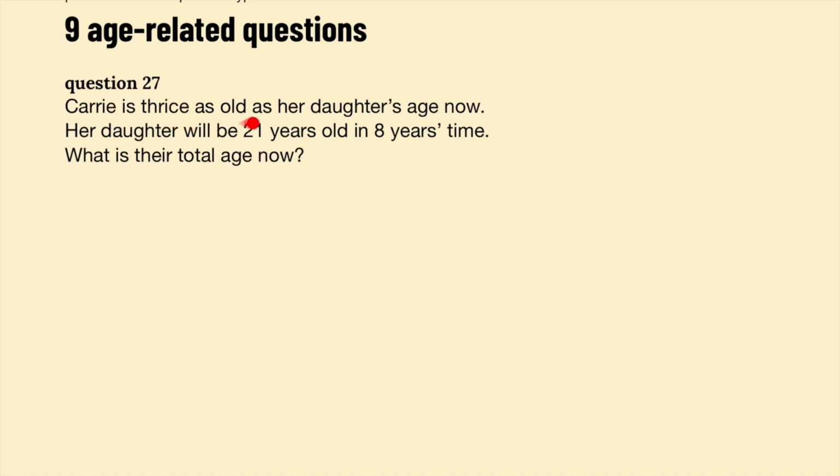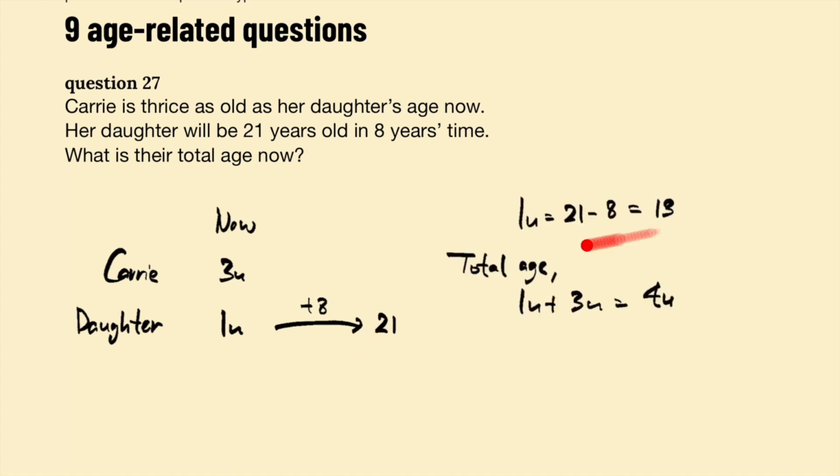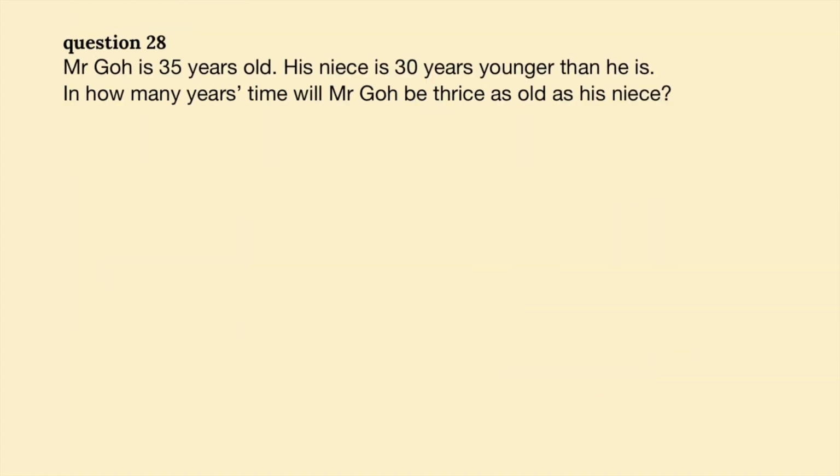Carrie is 3 times as old as her daughter right now. Her daughter will be 21 in 8 years' time. So right now, we're going to take 21 minus 8. So 21 minus 8 is 13. That's 1 unit. So we don't have to find Carrie's age. What's that total? So 1u is 13. The total is 4 units. So we can find 4 units. 4u is therefore 13 times 4. That is 52.